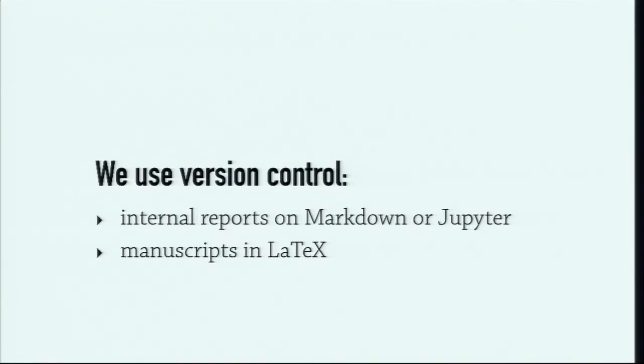So use version control. We use it all the time. We not only use it for code, but we also use it for writing, for our own internal reports that we write in Markdown or Jupyter notebooks, and even the manuscripts that we write in LaTeX. We're doing that on GitHub. We're now writing our papers on GitHub in public, under version control. The whole history of the paper is there. Who wrote what is also available in the history of our manuscripts.